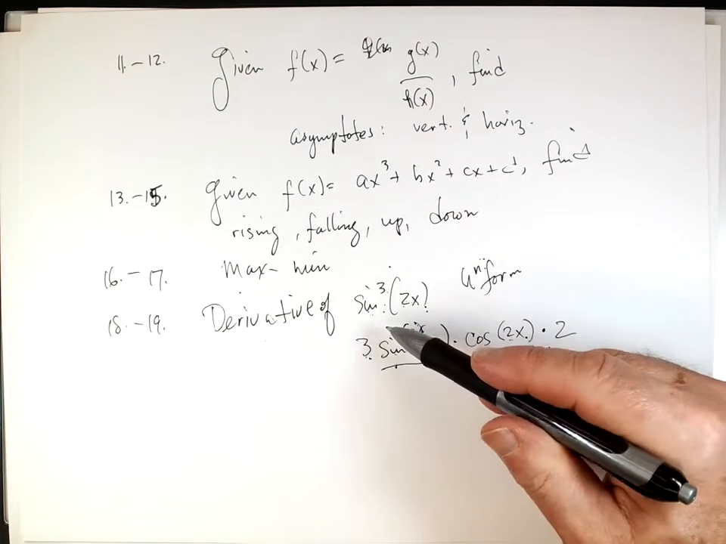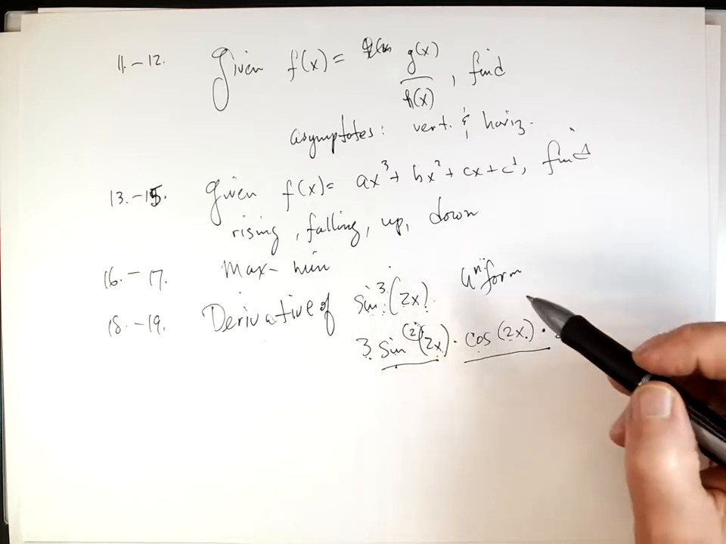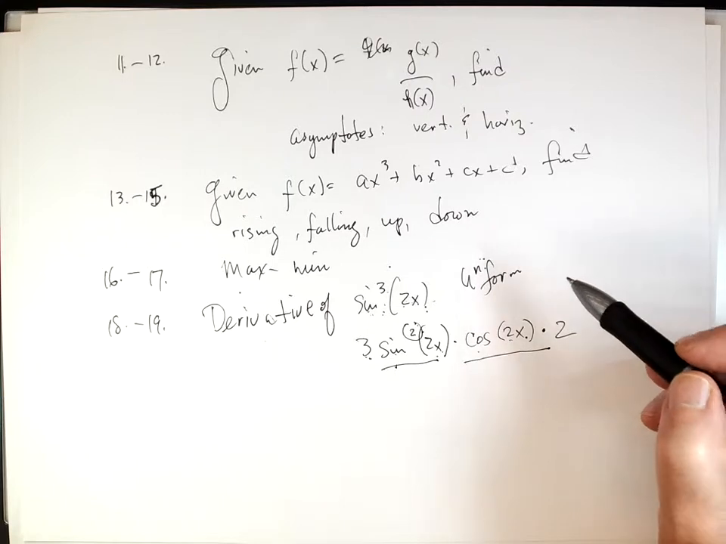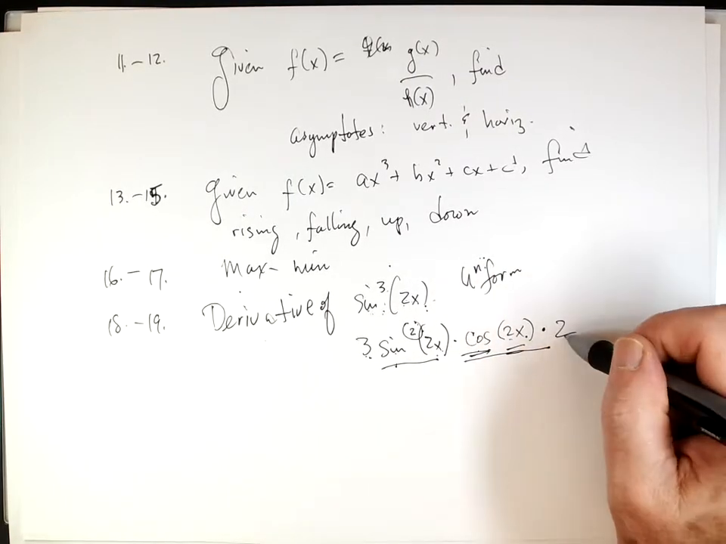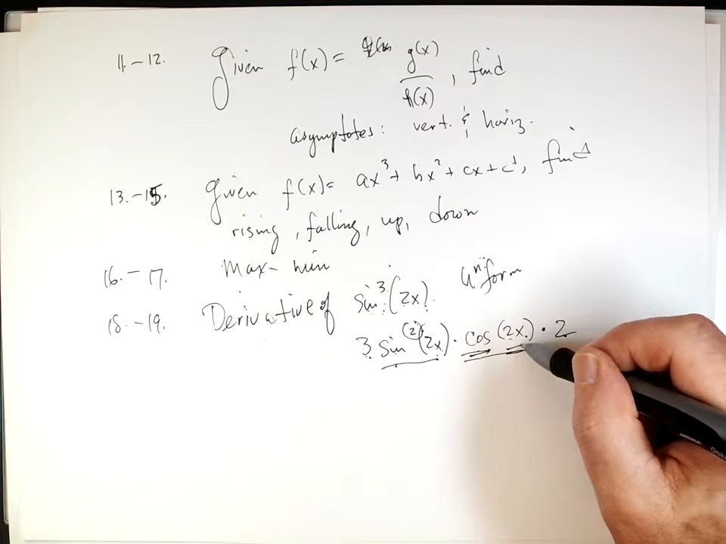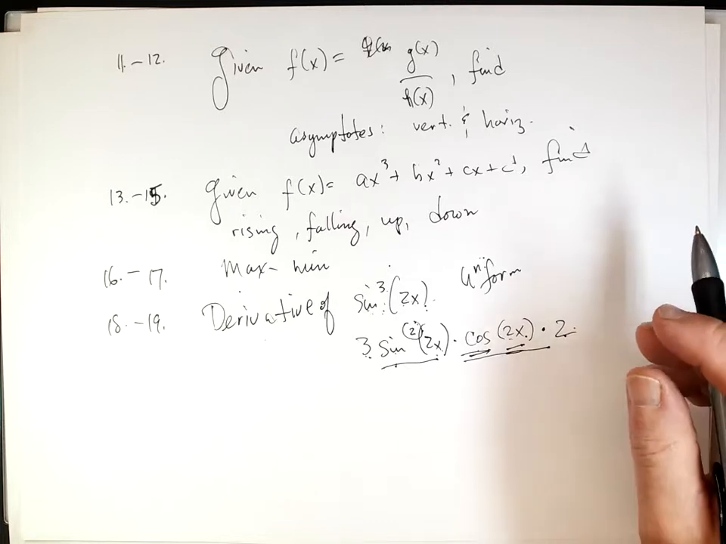Now, what's the derivative of sine 2x? That's a sine u form. The derivative of sine u is cosine u du dx. Now u is 2x, and so the derivative is 2. You just keep moving over that. Yeah, exactly. That's what I was asking.